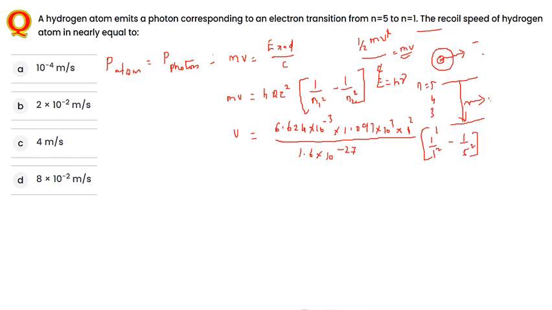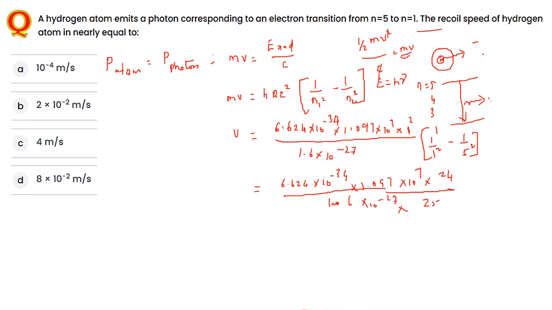Now you just substitute it. You have 6.624 into 10 power minus 34, into 1.097 into 10 to the power 7, into 1 minus 1 by 25, that is 24 divided by 25. And already you have 1.6 into 10 power minus 27 here.